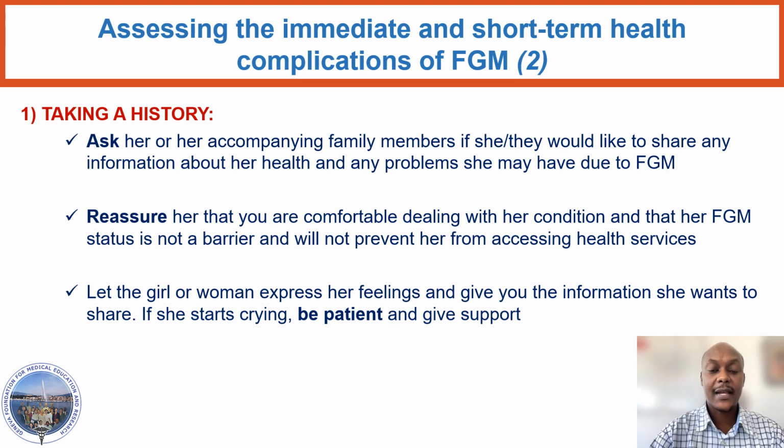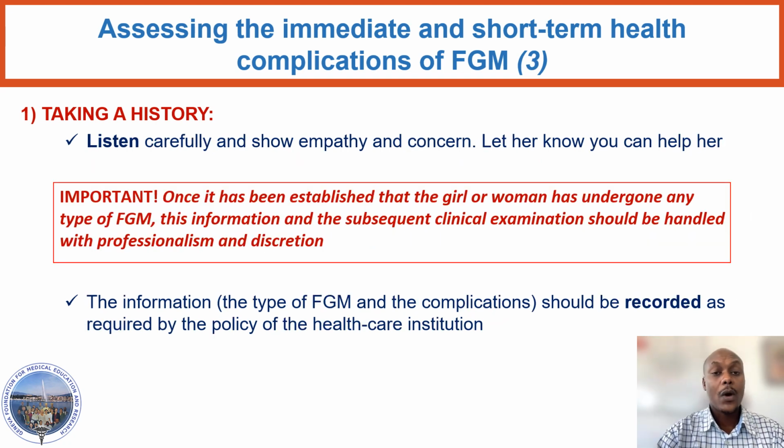Like we learned in the last module, you reassure her that you are comfortable dealing with her condition and that her FGM status is not a barrier and will not prevent her from accessing health services. You will also let the girl or woman express her feelings and give you the information she wants to share. And if she starts crying, you will be patient and give her support. Finally, while taking a history, just like we learned in the last module on person-centered communication, you will listen carefully and show empathy and concern. You will let the woman or girl know that you can help her.